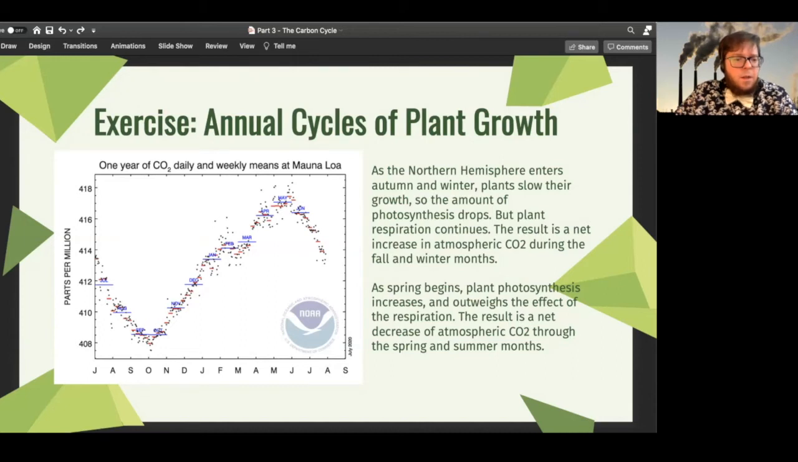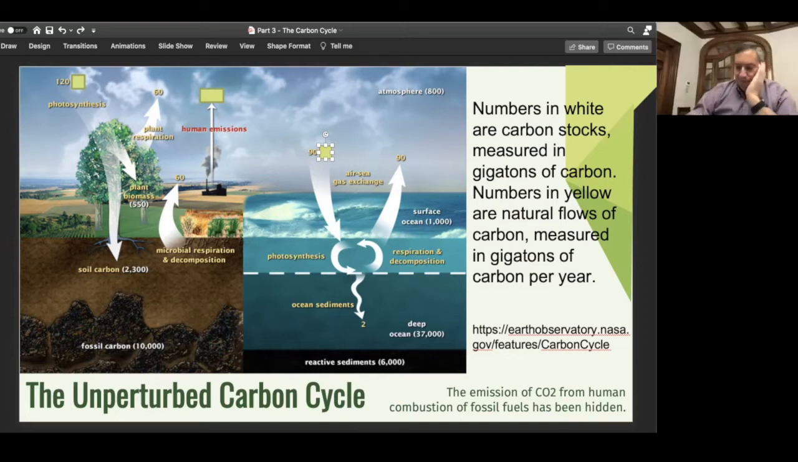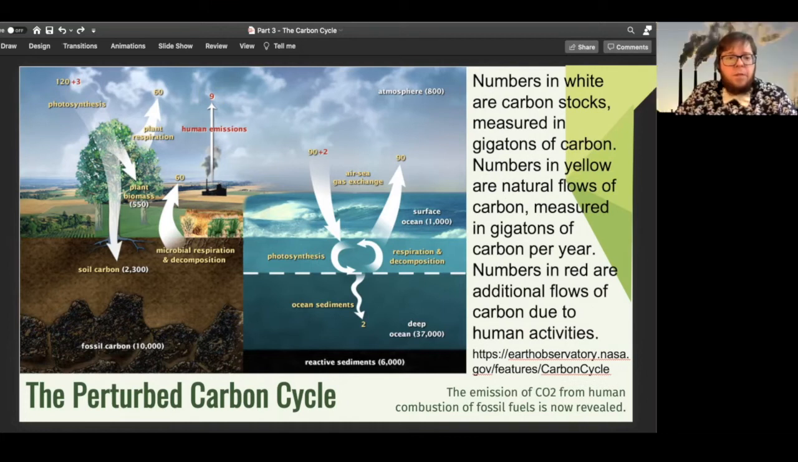All right, now I'm going to show you the numbers I didn't show you before. You can see there's a square over here, and a square in the middle, and a square over here. There are 3 places on this picture where the effect of humans is seen in the carbon cycle. Here they are. Numbers in red are additional flows of carbon due to human activities. All of human emissions is represented in the center of the picture as 9 gigatons of carbon per year.